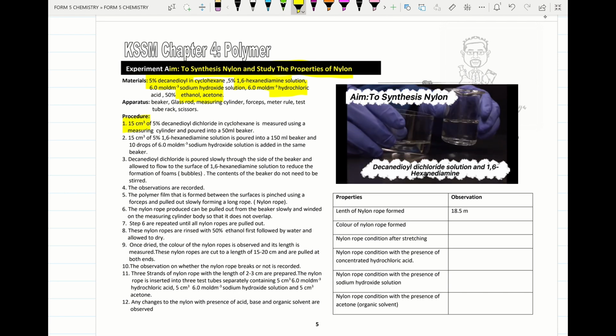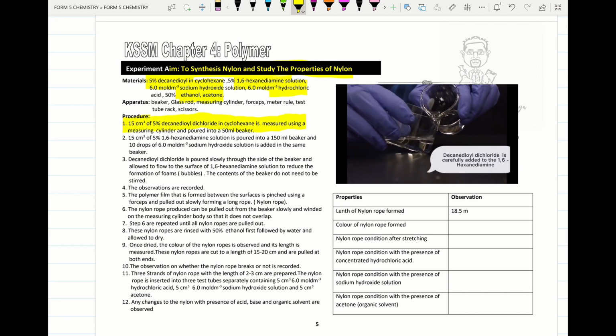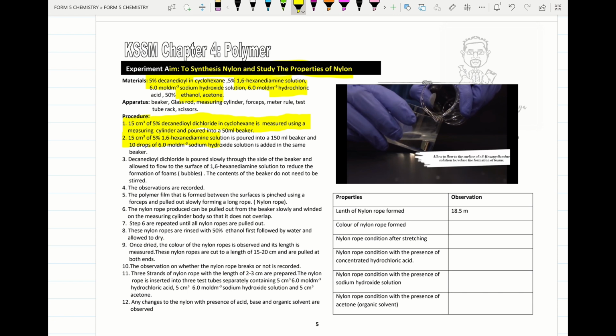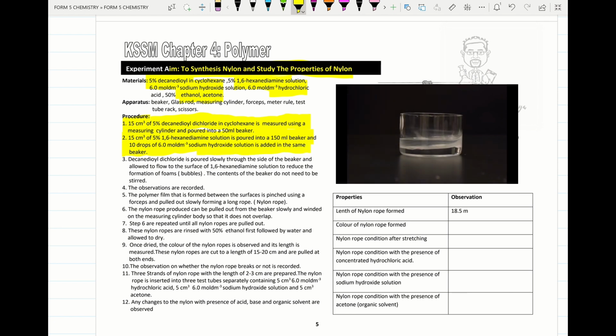50 cm³ of 5% of decanedioyl dichloride in cyclohexane solution is measured by using measuring cylinder. 50 cm³ of 5% of 1,6 hexanediamine solution is poured into the beaker, with 10 drops of 6.0 mol dm⁻³ of sodium hydroxide solution into the same beaker.